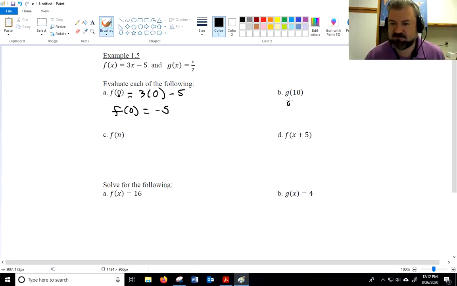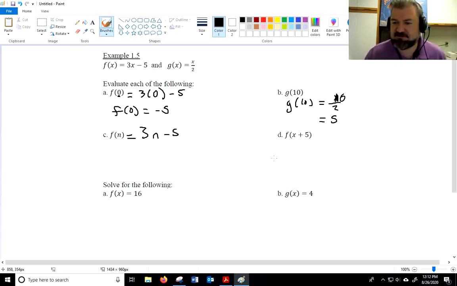g of 10, same thing. We need to plug 10 in for x in the function g. Well, 10 divided by 2 is 5, so g of 10 is 5. f of n, same thing. I need to plug n in for x, and you get 3n minus 5. Basically, just changing the variable letter.